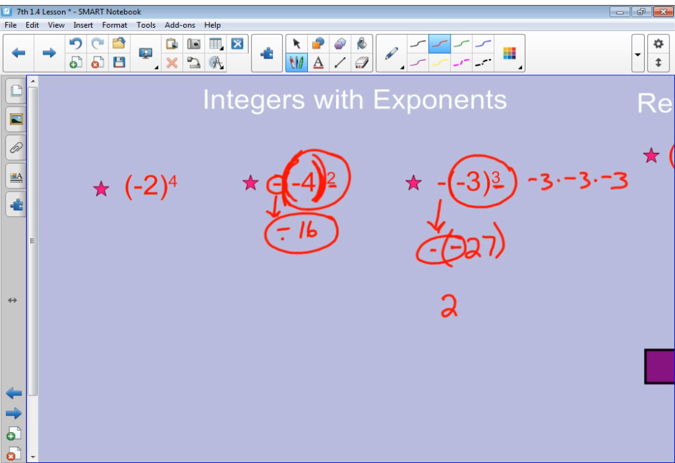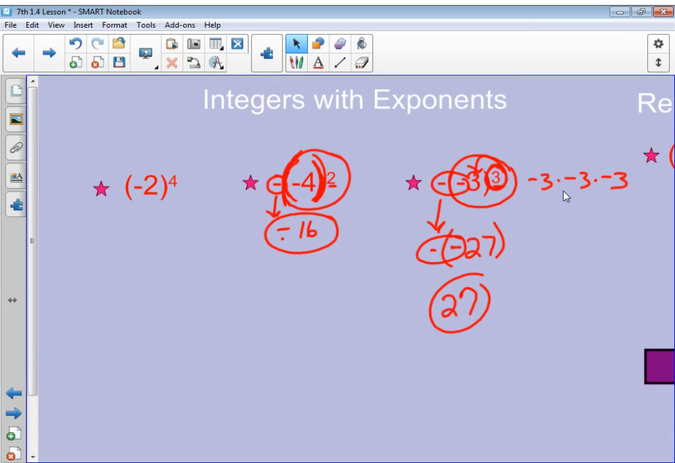Positive 27. Okay, and you can't simplify this first because that exponent on the outside is only applying to what's inside the parentheses. So you can't take that shortcut first. You have to solve any exponent before putting those two negatives together. That's why we didn't put them together until this step right here.